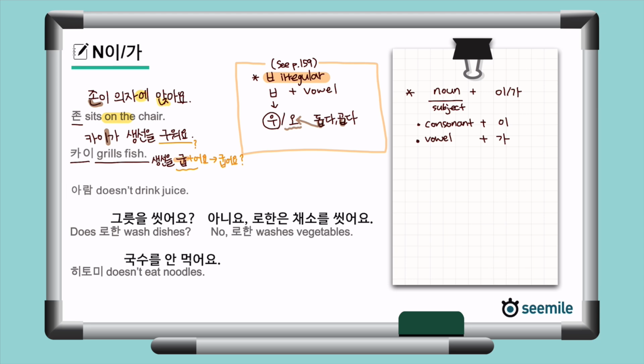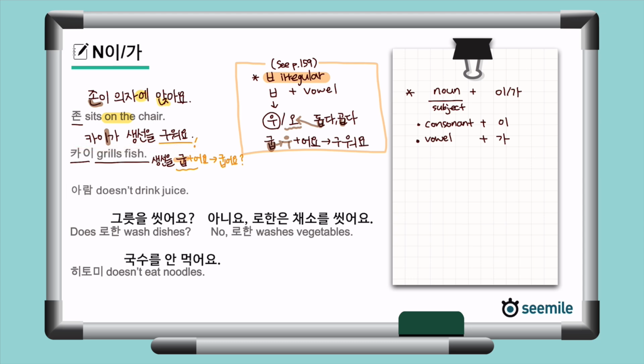굽다 is one of the words where the 비읍 irregular rule is applied. So the final consonant 비읍 becomes 우, and the stem changes into 구우. There 어요 is added. 구어요. And as you already know, 우어 can be combined as 워, making the result 구워요. That's how it works. 카이가 생선을 구워요.